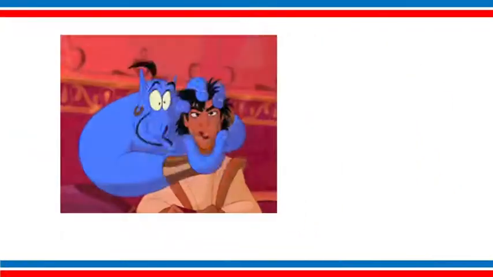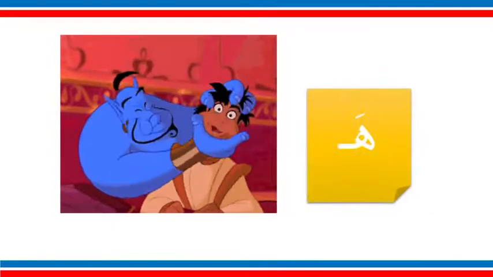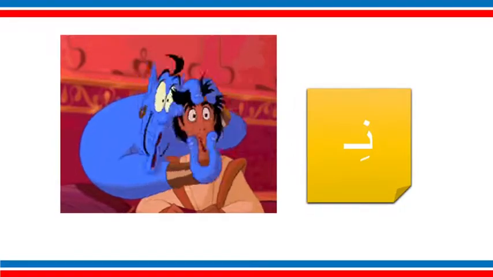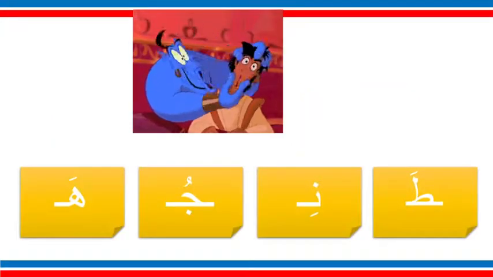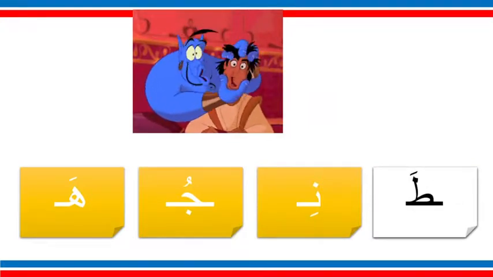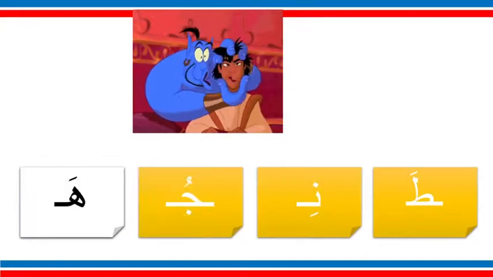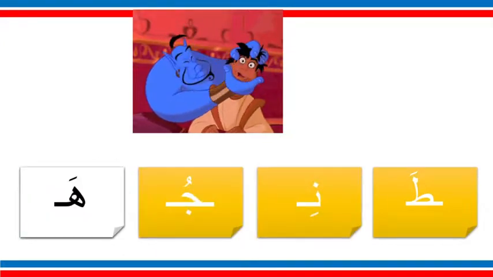Next question is pronouncing again. Now I want you to pronounce letters. How do you pronounce this letter? And this letter. And this letter. And this letter. I want you to pronounce them. Pause the video and pronounce. Now I will pronounce them. First one is ta, next ni, then ju, then ha. So ta, ni, ju, ha.